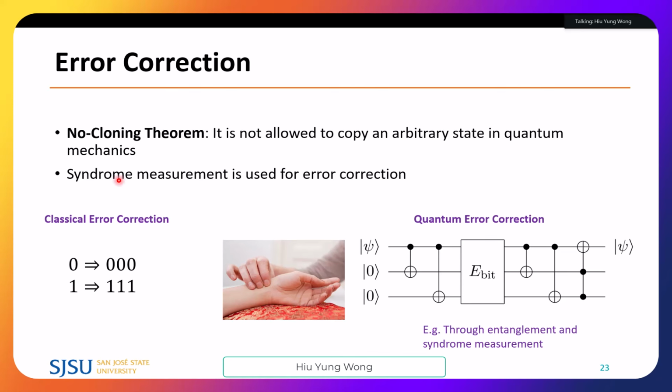So what we do is something called syndrome measurement. Let's say psi is the qubit we want, it has the information we want. We do some entanglement. This is the control NOT gate with some auxiliary qubit or ancillary qubit. These are not the qubit we want, but they are very important. We entangle them so that they have some correlation.